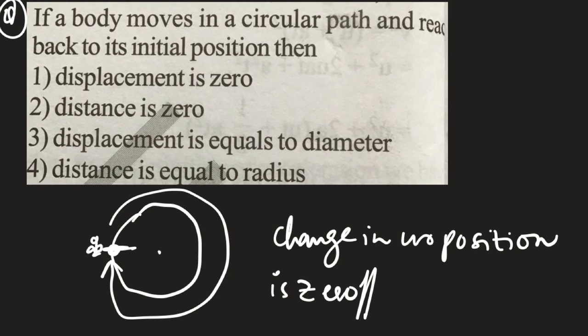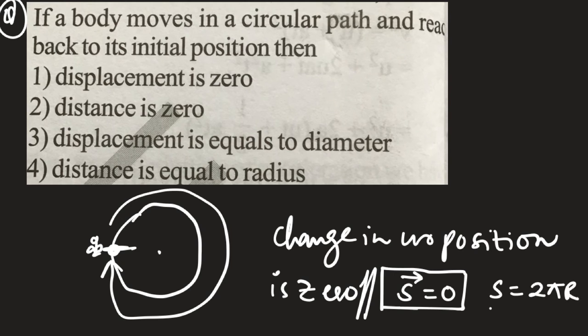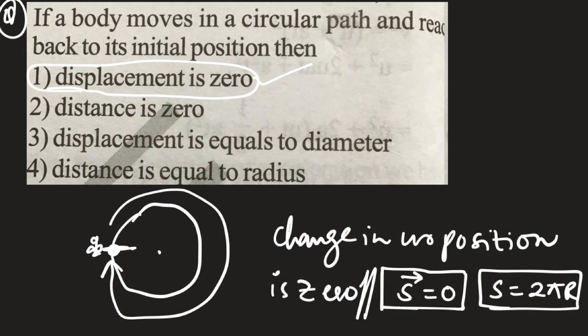So there is no change in position. It means your displacement, which is a vector quantity, is 0, but distance is not 0, right? What is distance? Distance is 2 pi r here. I think everybody knows the perimeter of the circle is 2 pi r. So he covers 2 pi r distance, but displacement is 0 here. So the correct option will be option 1, where the displacement is 0, right?